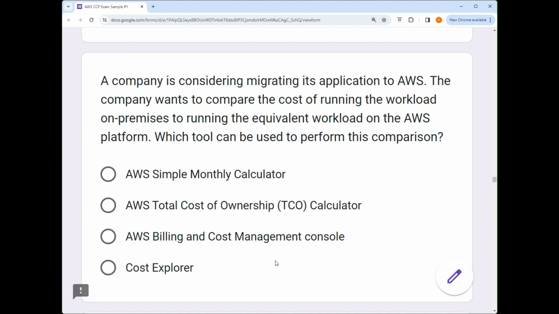AWS Simple Monthly Calculator. AWS Total Cost of Ownership, TCO, Calculator. AWS Billing and Cost Management Console. Cost Explorer. Correct answer: AWS Total Cost of Ownership, TCO, Calculator.